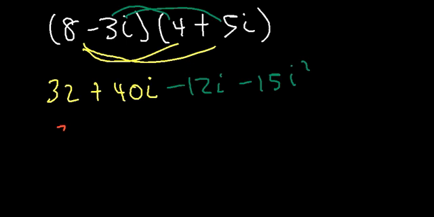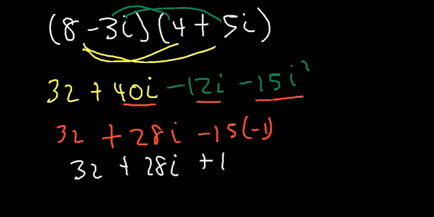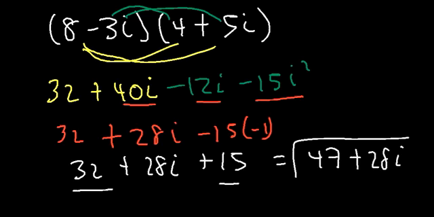So let's combine like terms. 40 minus 12 is 28, and i squared is negative 1. So we have 32 plus 28i plus 15. So let's combine 32 and 15. That's 47, and then plus 28i. So that's our final answer.